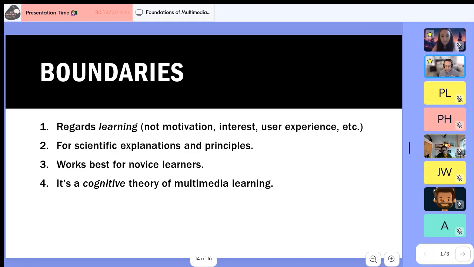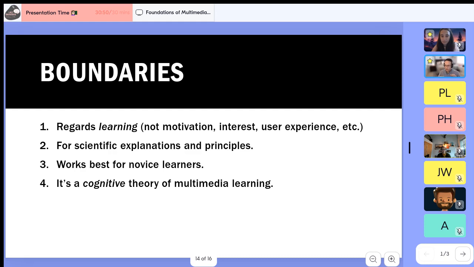Second, it deals with scientific explanations. The type of things that Mayer is testing has to do with how a scientific concept or process or fact works. For example, a lot of the studies deal with a 30-second intervention on how lightning forms. A lot of the studies have to do with how plants grow. How does a bike pump operate? How does a brake system or cylinders work in an automobile?